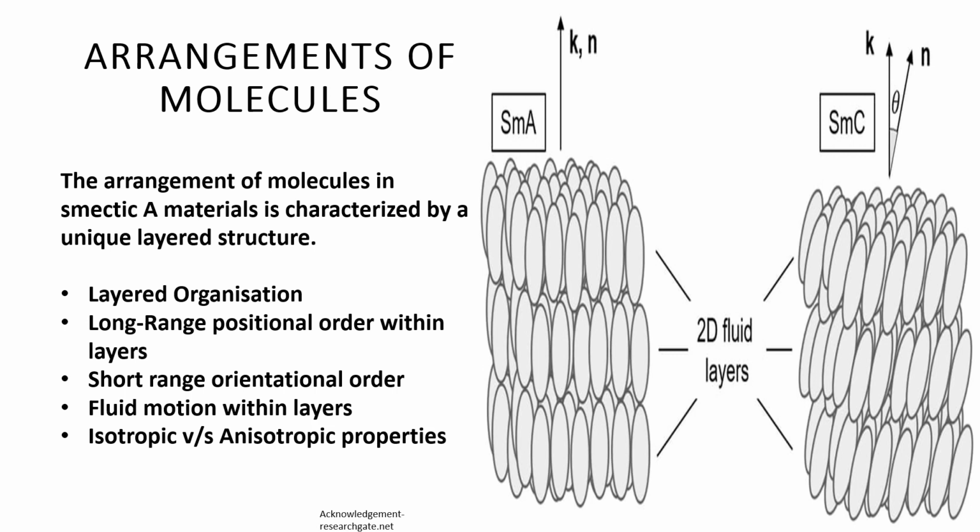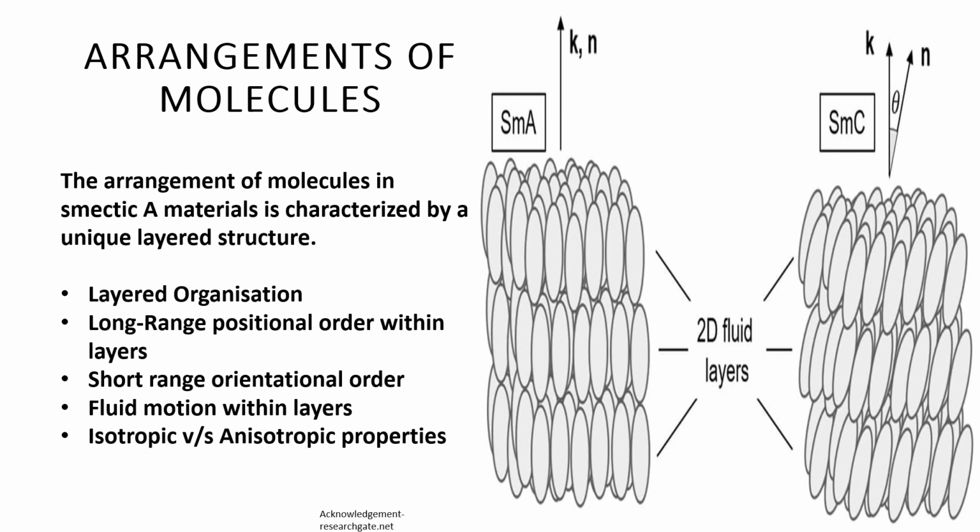Let us see some points. So first is layered organization. We already know that the arrangement of molecules in smectic materials is a layered structure. Imagine elongated rod-shaped molecules lined up parallel to each other. These molecules form distinct flat layers stacked upon one another. The forces between the molecules within a layer are stronger than the forces between the layers. This anisotropic interaction creates the separation between the layers.